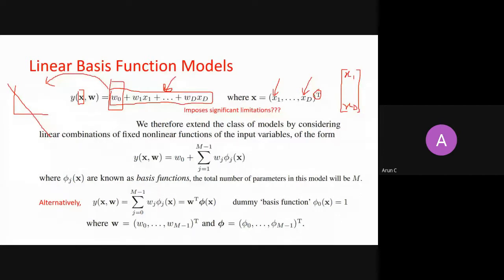But if you have a data set which is not linearly separable, in that case no line can separate these two classes of this data set. So you need a more general linear model which will give you this kind of decision boundary. And how can you do that?